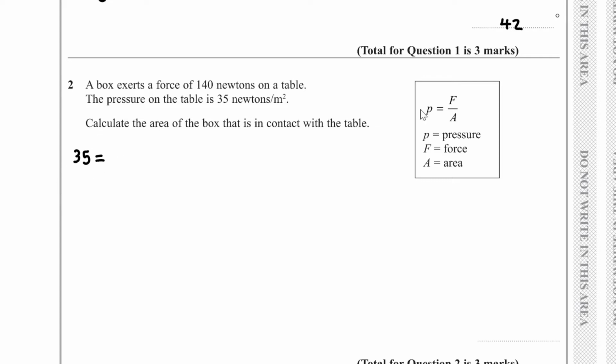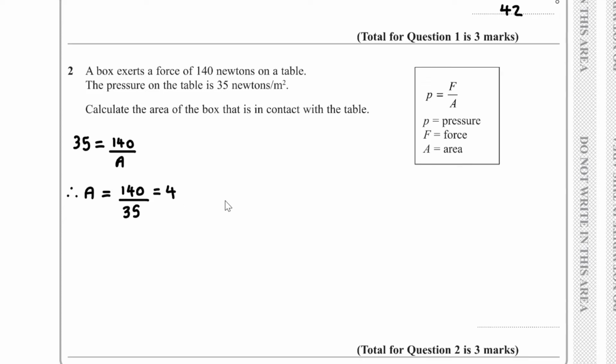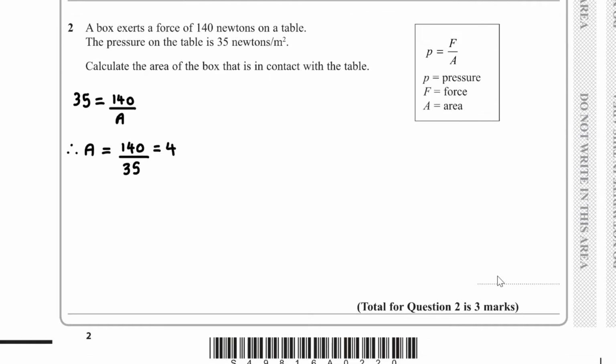equals the force, which is 140, over the area, which we need to calculate. So if we work out what A is, you can see A is equal to 140 over 35, which is 4. So therefore, the area of the box is 4 meters squared. Don't forget the units.